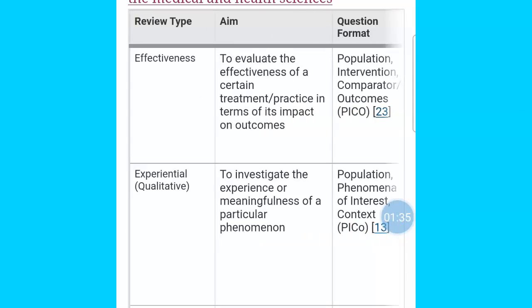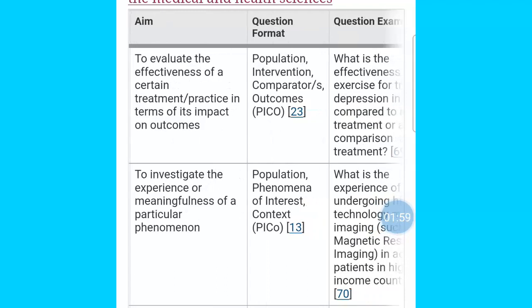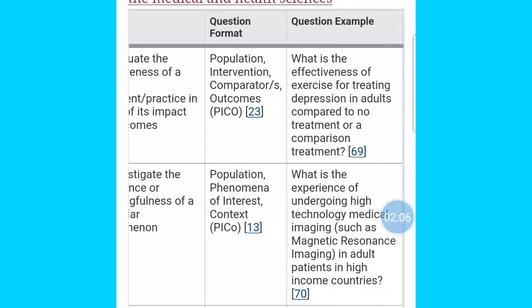So there's multiple other types. Experiential can bode well for qualitative research of sorts. Now, traditionally, qualitative research is found in terms of phenomenological studies where a phenomenon has not been characterized sufficiently. So context is important. The population is important, but also understanding the phenomena of interest.